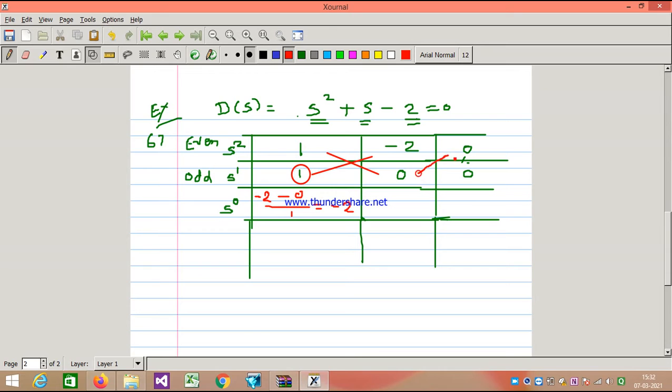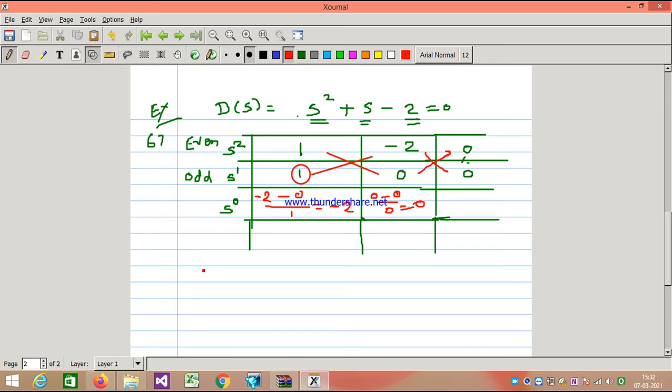Again, for this, into 0 is 0, minus this into 0, 0 divided by 0, so the answer is 0 only, right? So here the answer is -2 and here the answer is 0. Now see how to understand, how to gauge, how to recognize whether the equation is stable or not.